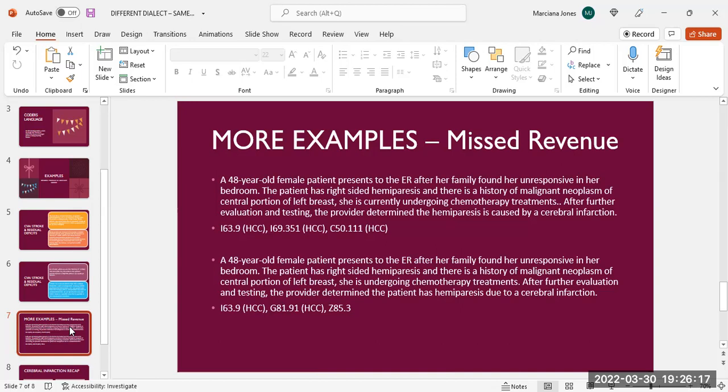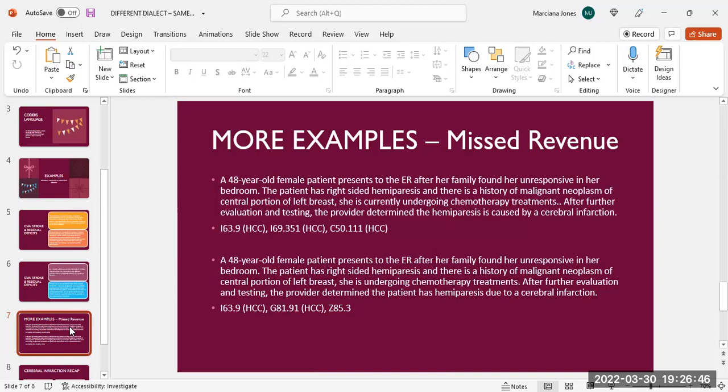hemiplegia, which is the same thing, hemiparesis, hemiplegia, unspecified, affecting right dominant side. So we did say that this patient had hemiparesis or hemiplegia. It's kind of the same thing, like attorney, doctor, and it affected their right side. So on this wrong code, we have G81.91, which is hemiplegia, hemiparesis, unspecified, affecting the right side.